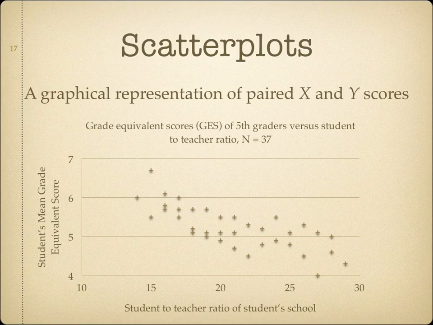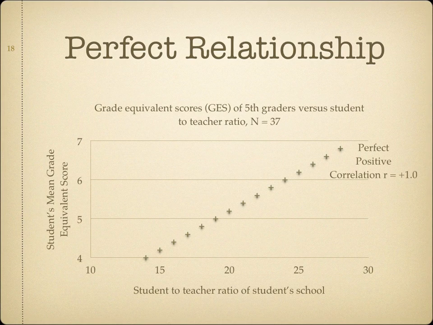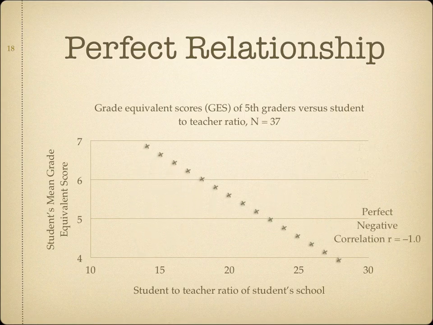Now, there can be perfect representations between variables, what we would call a perfect correlation. This would be a perfect positive correlation with everything moving in lockstep upward. Each incremental increase in student-to-teacher ratio gives an incremental increase in mean equivalent score. This is obviously an implausible outcome, but it is representing a perfect positive correlation. Similarly, there can be a perfect negative correlation. That is, each lockstep increase in student-to-teacher ratio gives a similar lockstep decrease in grade equivalent score.